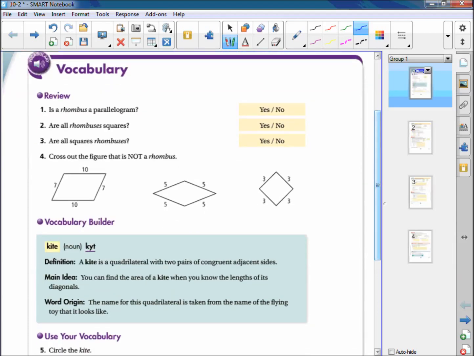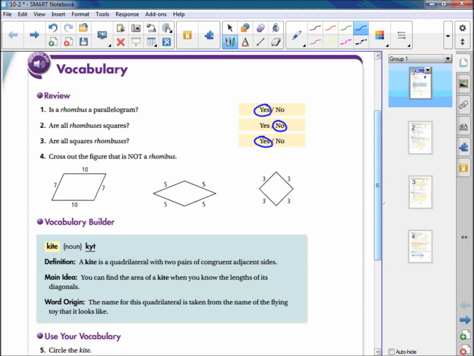All right, so is a rhombus a parallelogram? Yes or no? And this is yes. We saw this last time in our notes. A rhombus is a special parallelogram where all of the sides are the same length. All the sides are congruent. Are all rhombuses squares? And this is no. If all of the angles are 90, then the rhombus is a square. But if the angles are not 90, it's not a square. So you can have a rhombus that's like a square that's been smushed. Are all squares rhombuses? This is yes. It's got all congruent sides every single time.